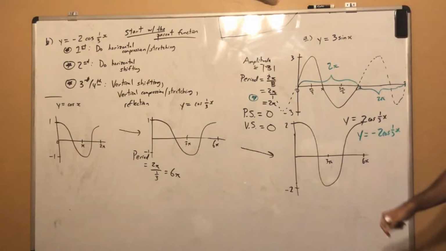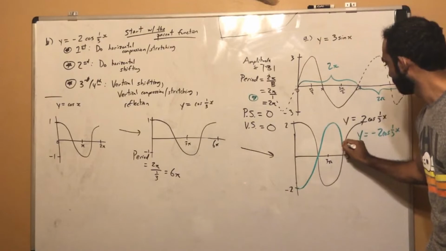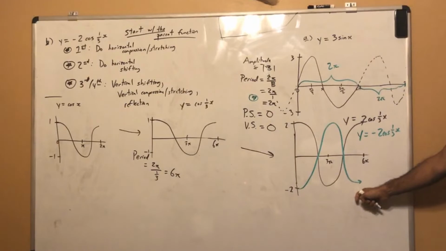Reflected over which axis? Reflected, of course. Yeah, reflection over the x-axis in a perfect way, and there we go. This thing in green is the graph of the original.